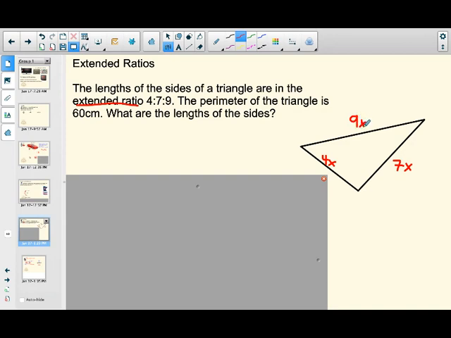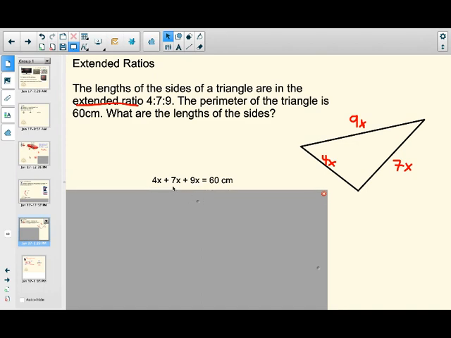Right? I use x as my variable just to help us out. We know it keeps this ratio, but if you add 4 plus 7 plus 9, that does not add up to our 60 centimeters. So we know it keeps the ratio, but we have to figure out what we have to multiply those all by. Some constant number.